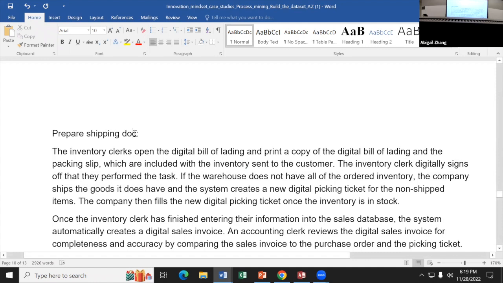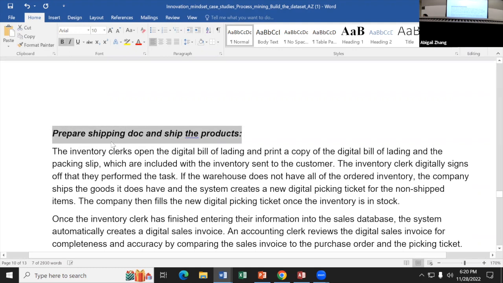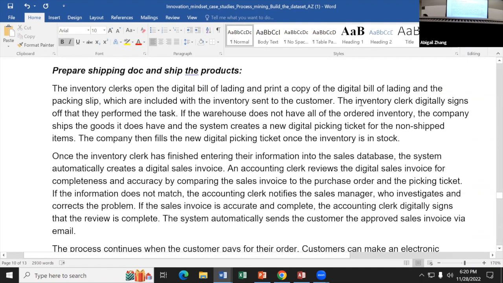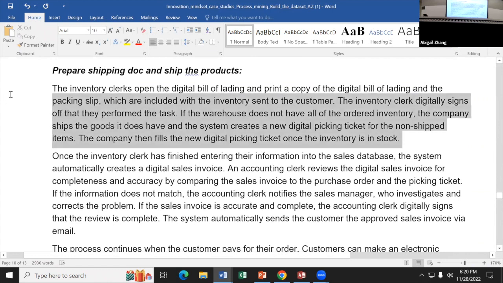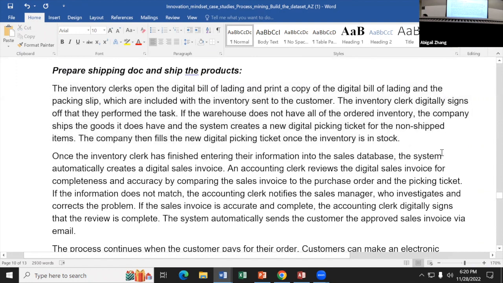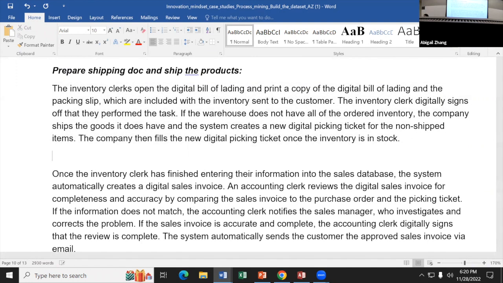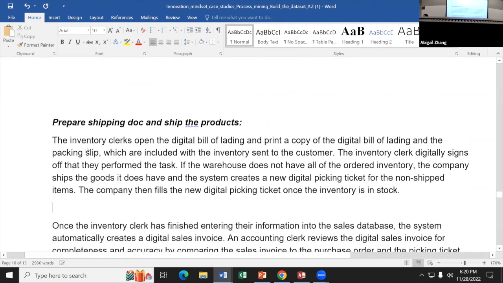Preparing shipping documents and maybe ship the inventory. Ship the product. Right, and so that's the step. And again, I don't think there are major controls.